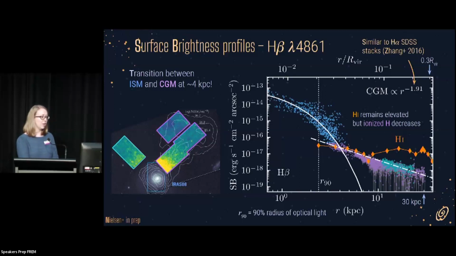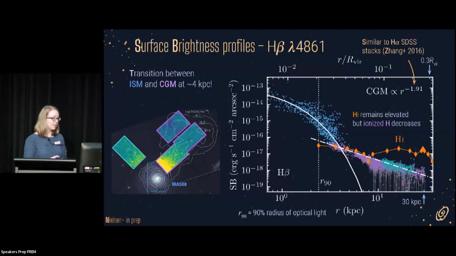And this r to the -2, roughly, power law is actually similar to what was found when Zheng et al. stacked SDSS galaxies and looked for H alpha emission. And they found this power law held all the way out to a megaparsec. But that was for stacked galaxies. This is for an individual galaxy. So we expect this power law to hold in this galaxy as well.